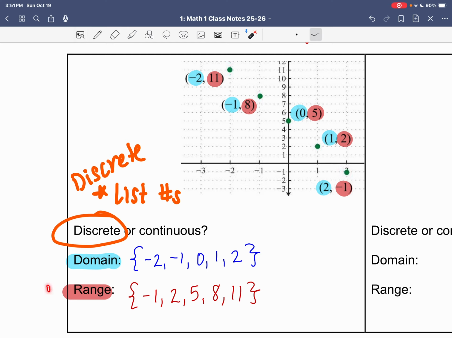For range, these are all of our y values. And y values would be listed here, and we typically put them in order from least to greatest. So really we would read it going up this way. And then for domain, we would go this way, so we would read it from here. So we put them in order from least to greatest, like that.